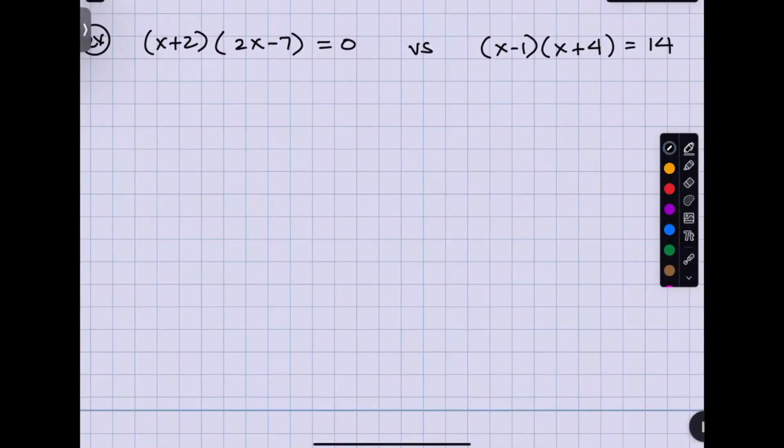What's the difference between these two problems? One equals 0 and the other one equals 14. So the one on the left is saying, I have two numbers multiplied together to give you 0. I know that 0 times anything is 0, anything times 0 is 0, and 0 times 0 is 0. So the one on the left is really easy.